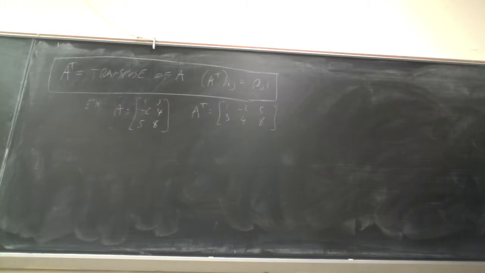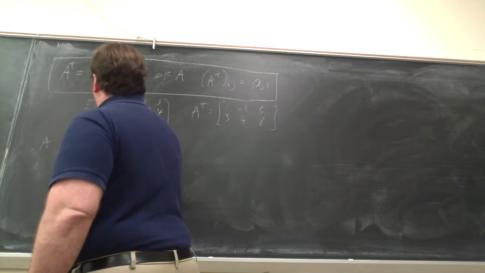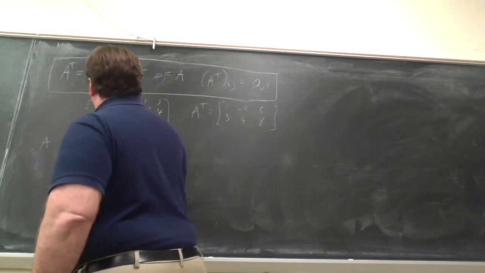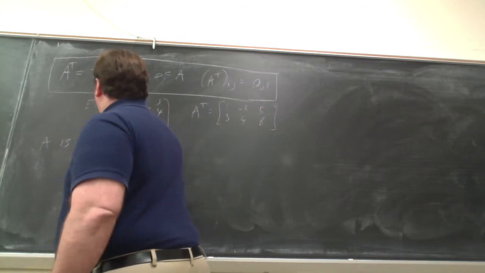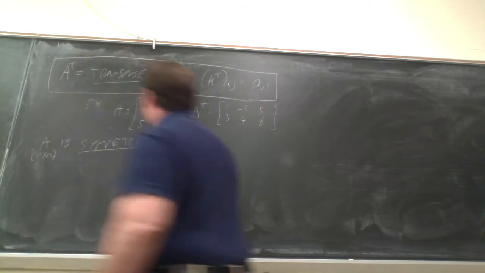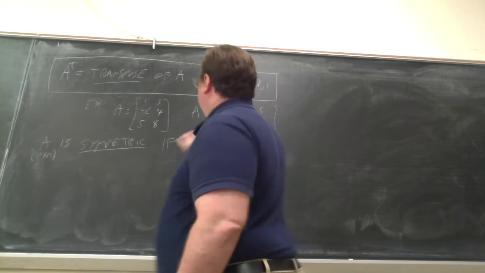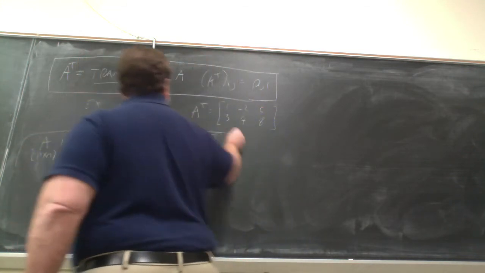Now, what if a matrix is equal to its own transpose? Okay, so A is symmetric, and in this case it has to be square for it to even make sense. If A is equal to its own transpose.